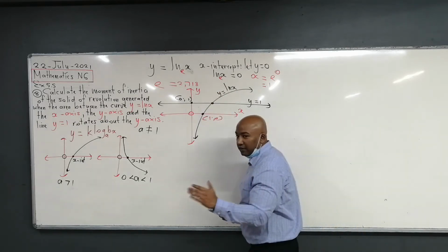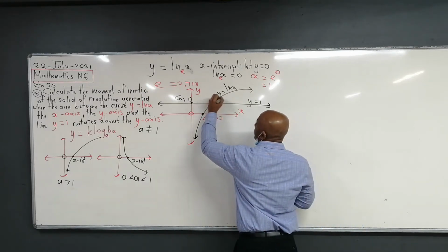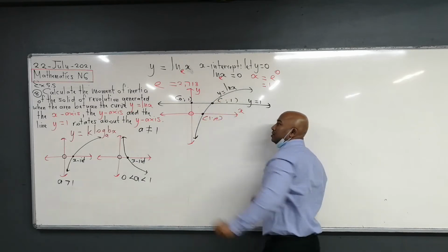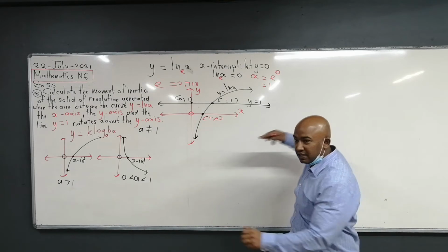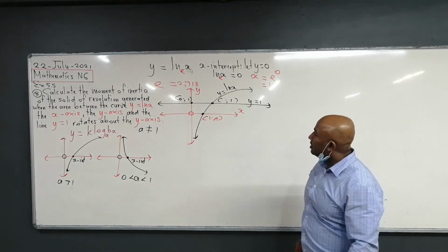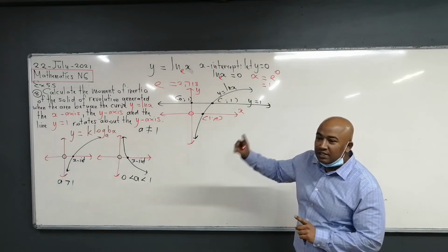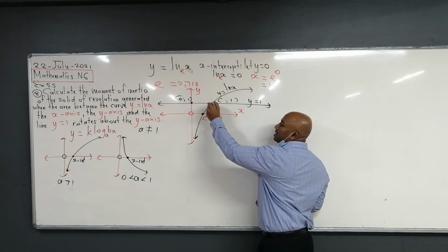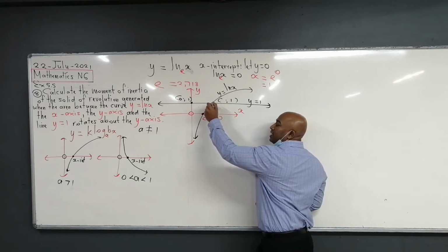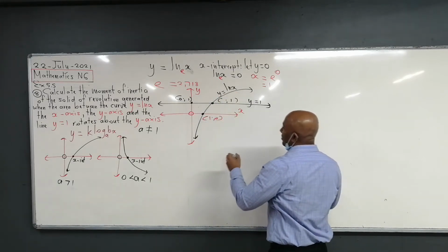So I know for a fact that at this point here, y is equal to 1 because it's a horizontal line. It's parallel to the x-axis. There you can see that the y values are always the same. So I want to know when y is equal to 1, what is x equal to? So this is a point of intersection. I can substitute into this equation here, y equals ln x. So what would I do?